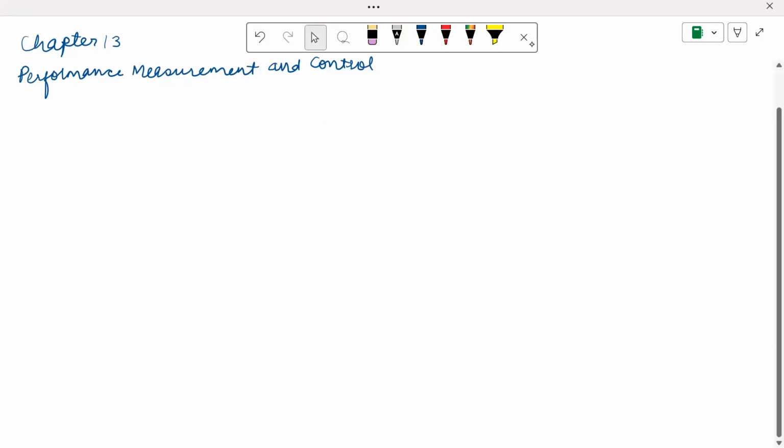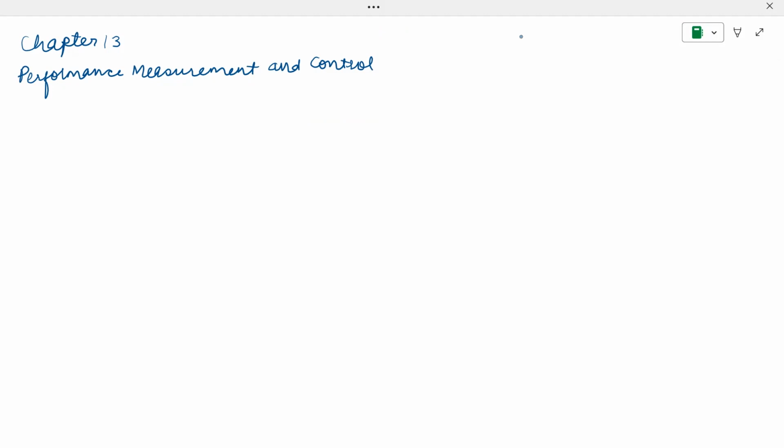This is Tushita Gupta, ACCA affiliate, and in this chapter we are revising chapter number 13, which is about performance measurement and control. So let's get started. This chapter is primarily comprising of ratios. So whatever ratios we have learned to measure performance and evaluate whether the goals have been able to be achieved or not. So this is what we have learned, and let's revise this chapter.